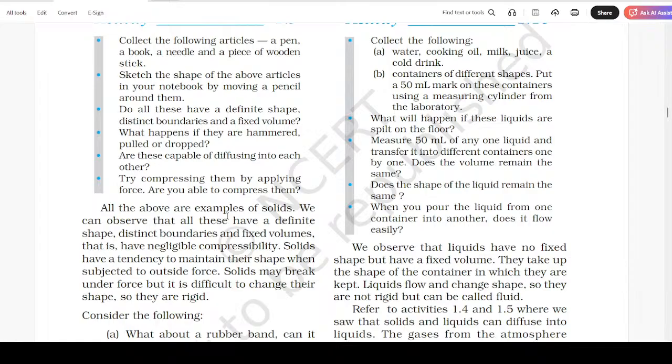All the above are examples of solids. We can observe that all these have a definite shape, distinct boundaries, and fixed volumes. That is, they have negligible compressibility. Solids have a tendency to maintain their shape when subjected to outside force. Solids may break under force, but it is difficult to change their shape, so they are rigid.